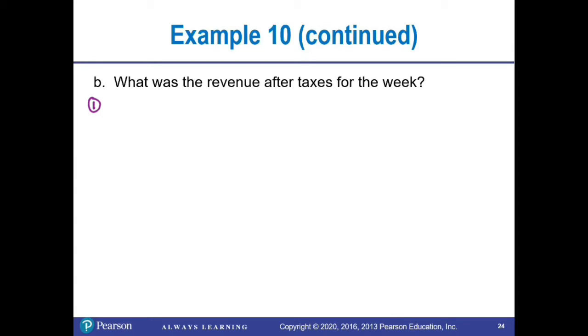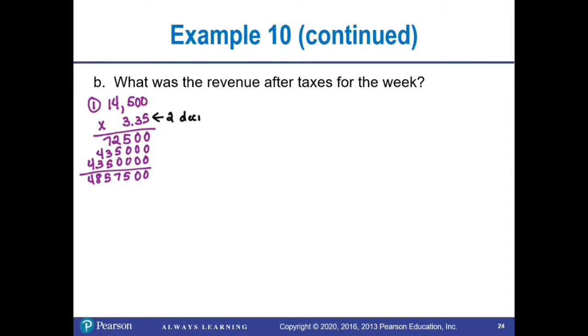I multiply the number of gallons of gasoline, which was 14,500, by the price of the gasoline that week, which was $3.35. When you multiply here, you'll notice we have 4857500. Now I need to think about my decimal place. I have 2 decimal places in my factors, so my answer is going to have 2 decimal places as well. That means my decimal goes behind the 5.